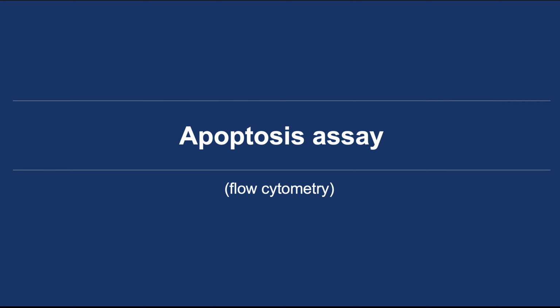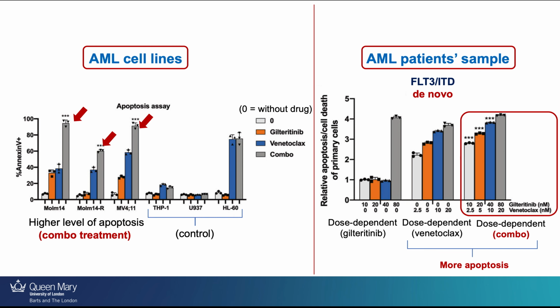Looking at the apoptotic assay, the left side shows the apoptotic level after treatment with each agent in AML cell lines. The gray bar here is the combination treatment, which results in a higher level of apoptosis compared to single agents and control. And the right side is the patient samples. With a similar result, the combination shows a higher level of apoptosis in a dose-dependent manner.